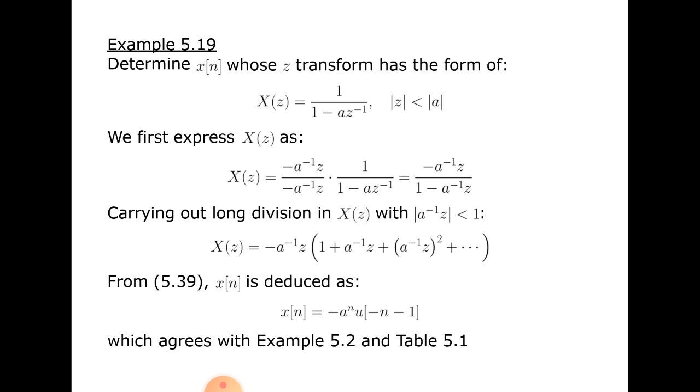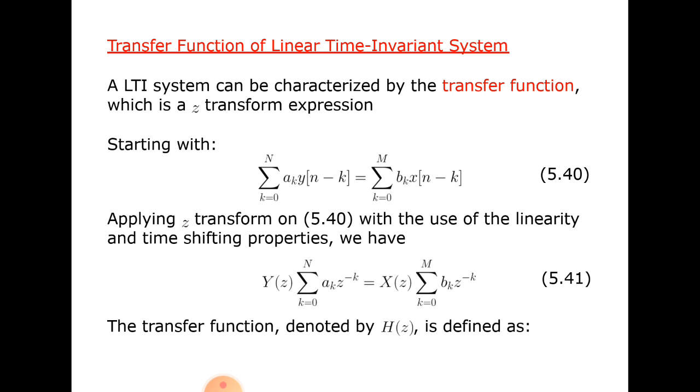So X(z) is equal to -a^-1 z, then 1 + a^-1 z + (a^-1 z)^2, and x of n is reduced to x(n) = -a^n u(-n - 1), which agrees with the table.